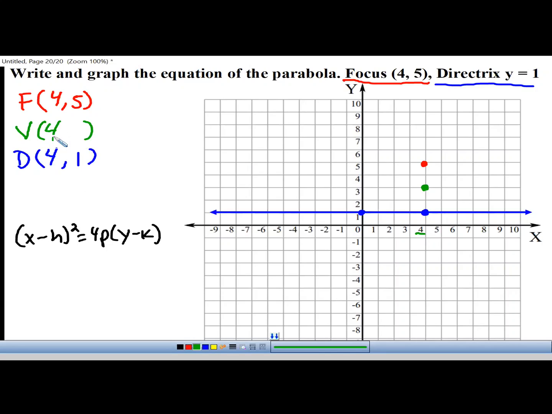All right, so what do we need? We need an h, which we already have. We need a k, which we're going to get right now. But before that, we need to figure out what p is. So we write p equals, we take the y value of the focus, which is 5, minus the y value of the directrix, which is 1, divide by 2. That is 4 divided by 2, which is 2. Hands up if you got that by yourself.